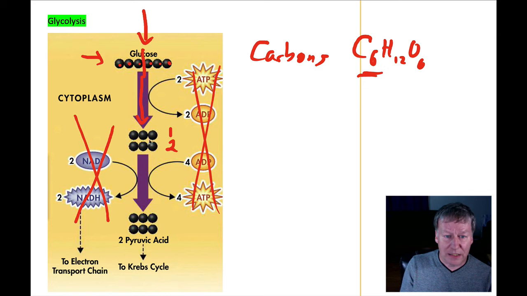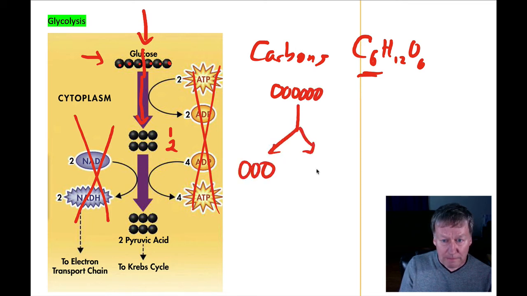These are not connected to each other in any way. So I could have drawn it differently. I could have gone like this. But to save space, they drew them one above the other. But understand, these are 2 separate molecules, each containing 3 carbons, so half of our glucose.